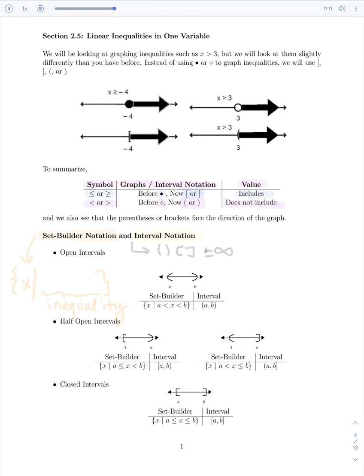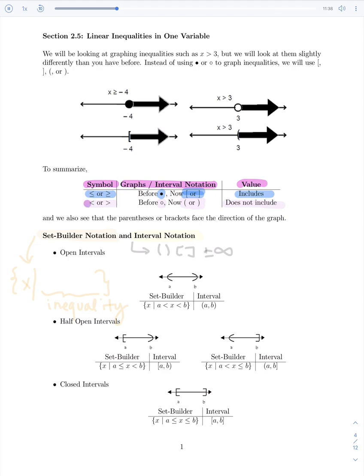So 2.5 covers this idea. And again, here, if you look at your first page, here's a perfect chart of kind of my summary. It shows your symbols, what you had before, what you have now, and what it means. If we have the equal to's, before we used a closed circle, now we're using brackets, and that means you're including the value in your graph.